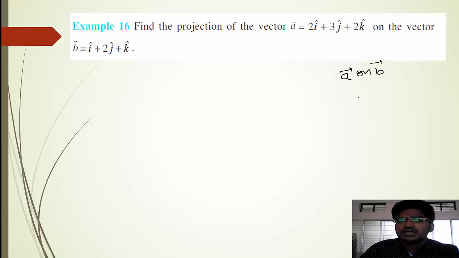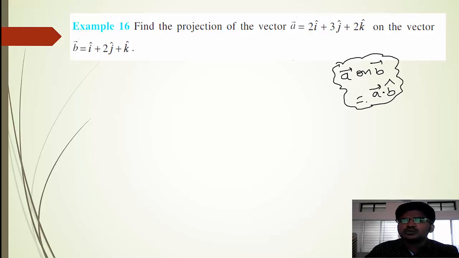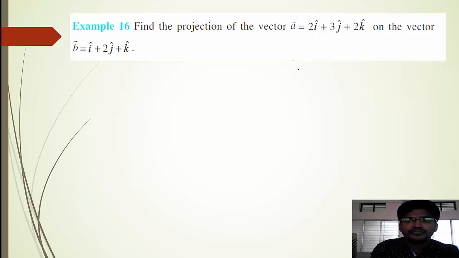The projection of vector A on vector B is equal to vector A dot B cap. If you see the observations of the projection of two vectors, you are going to see this formula which I have already explained. So this formula I am going to use in this particular problem. Clear? Okay.